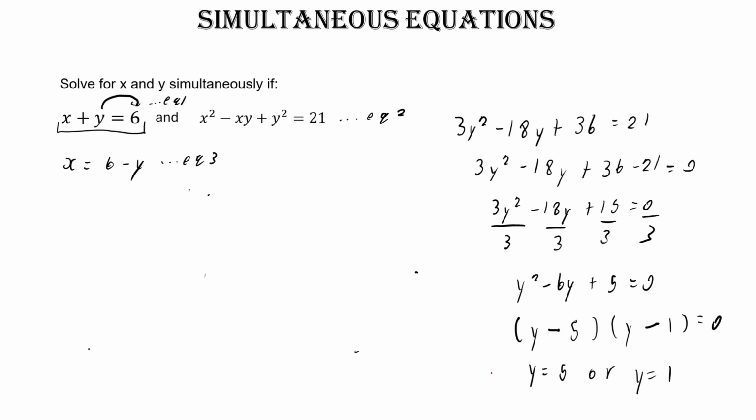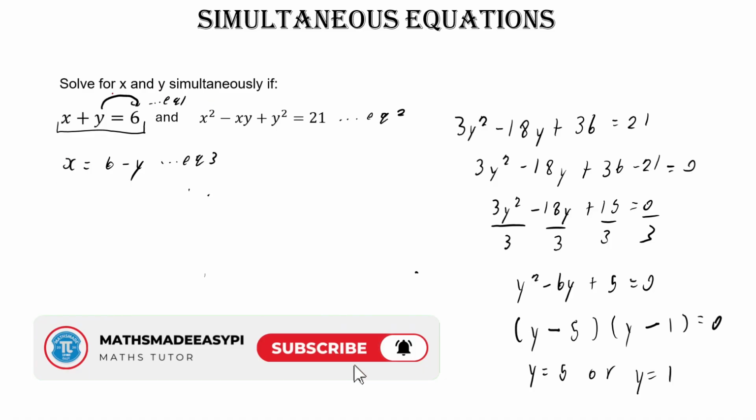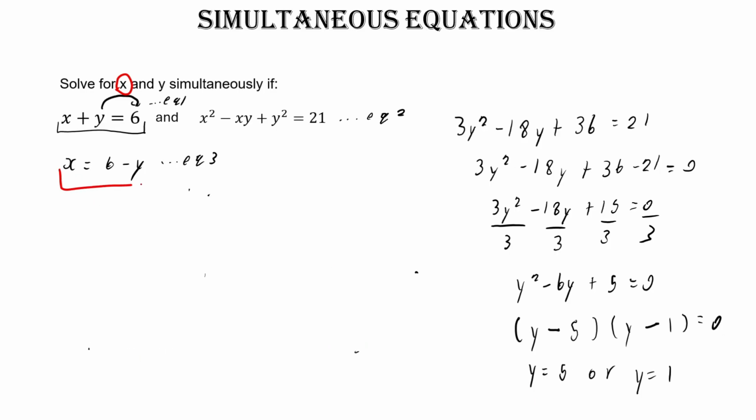Then after there, after finding your y values, remember we still need to find our x values, right? So we're going to substitute our y values into the equation that we created, right? So x is equal to 6 minus, what did we find my y as? We found our y as 5, positive 5. Or x is equal to 6 minus our other y value was what? 1.